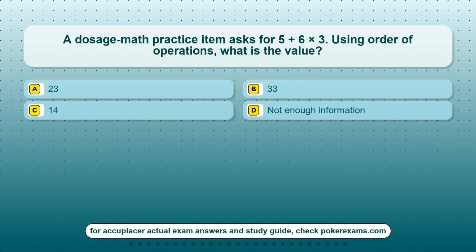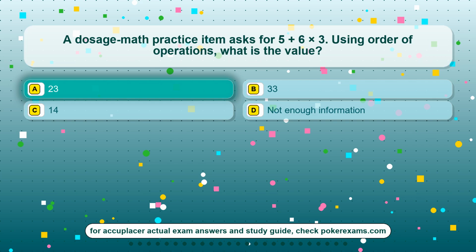Question 24. A dosage-math practice item asks for 5 plus 6 times 3. Using order of operations, what is the value? Option A, 23. Option B, 33. Option C, 14. Option D, not enough information.